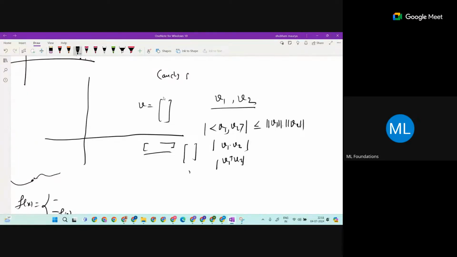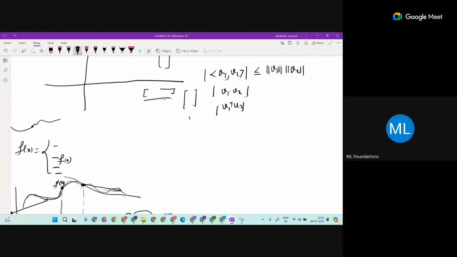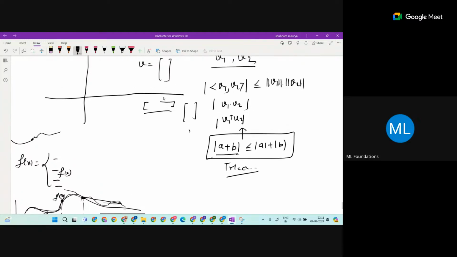So simply, what is the meaning? In the scalar case, the mod of a plus b is less than or equal to mod of a plus mod of b, right? In the vector case, this is also a kind of triangle inequality or Cauchy-Schwarz inequality. Here we are taking the dot product.